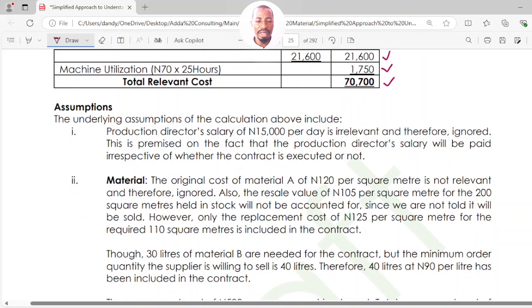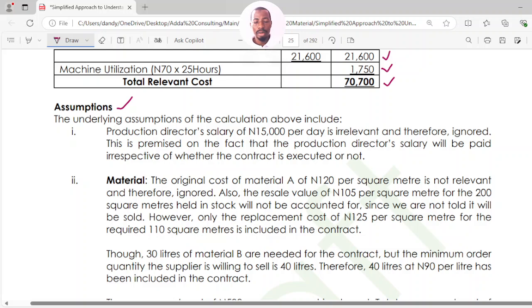Therefore, I will then say assumption. The calculation above is based on the following assumptions. Number one, the production director's salary of 15,000 naira per day is irrelevant and therefore ignored. This is premised on the fact that the production director's salary will be paid irrespective of whether the contract is executed or not. The company must pay it.